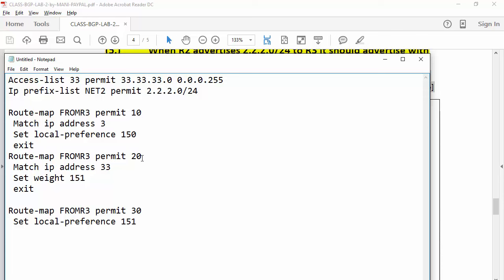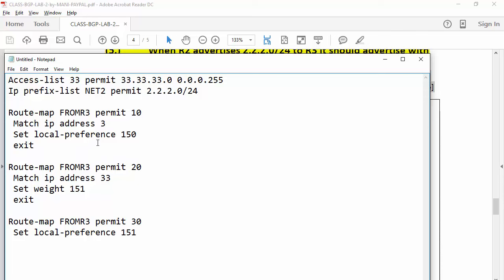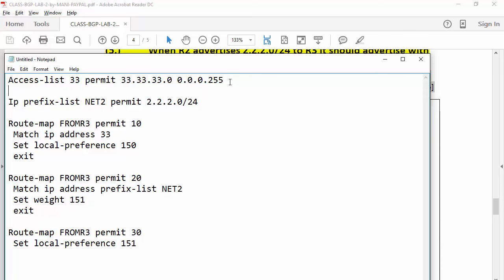So 10, 20, 30 are called sequence numbers. The route map name is from R3. I'm putting everything as permit. So match IP address 3. It should be match IP address 33, because that's the access list number. Set local preference of 150. And the next one is going to be match IP address prefix list net 2. You can pause and write down these commands, guys. These are the correct commands. Set weight of 151.